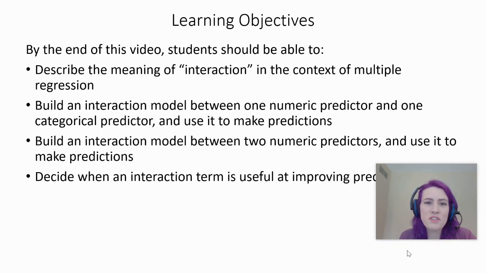That does it for this video. So make sure that you can do these things. And then video number 8 is the last one, where we look at a topic called multicollinearity.